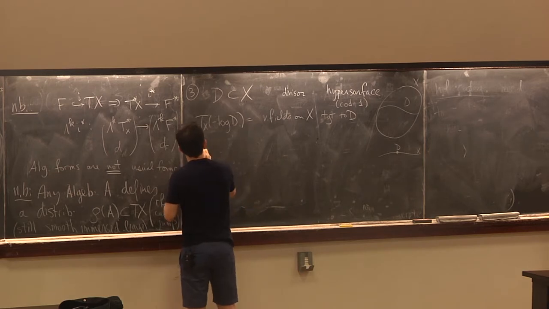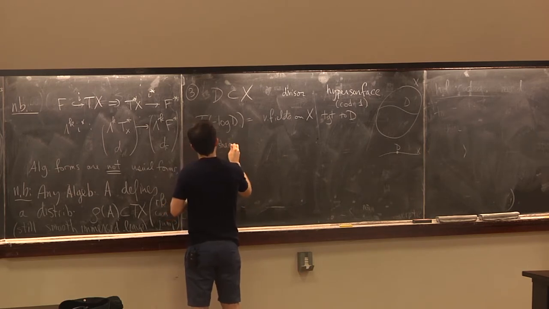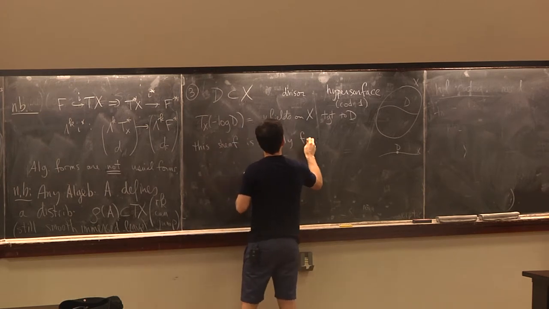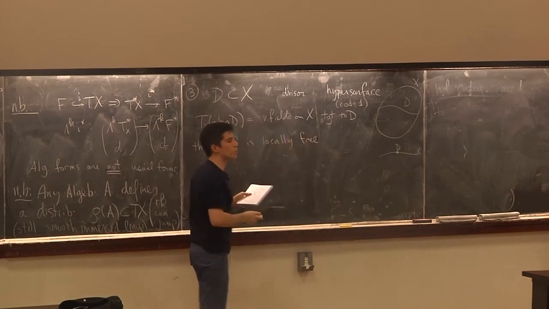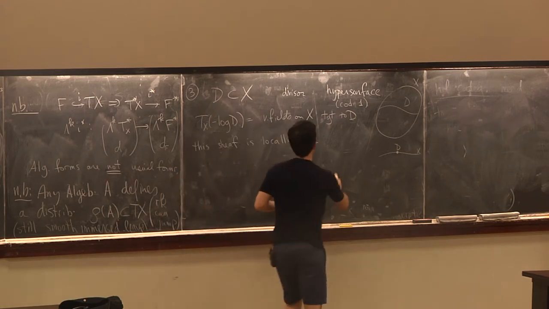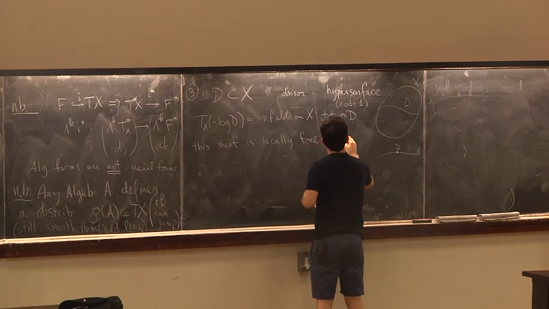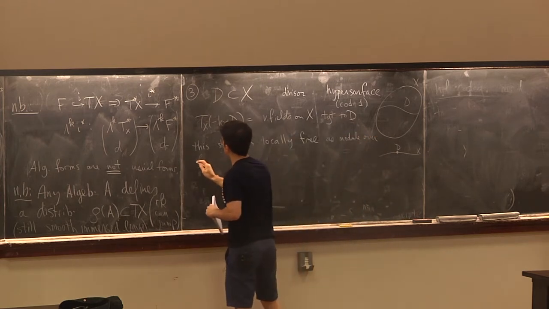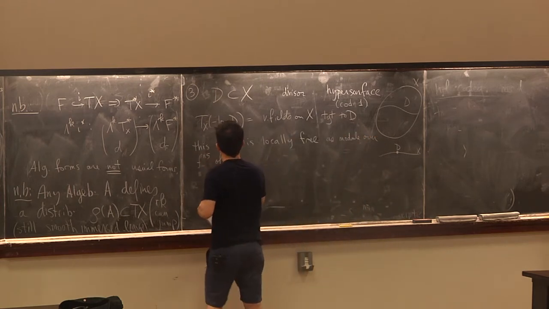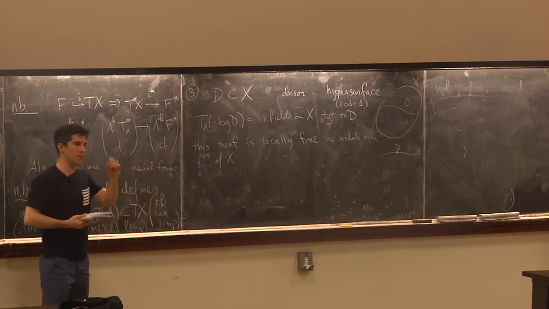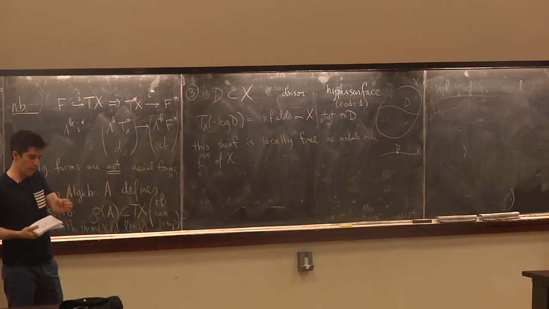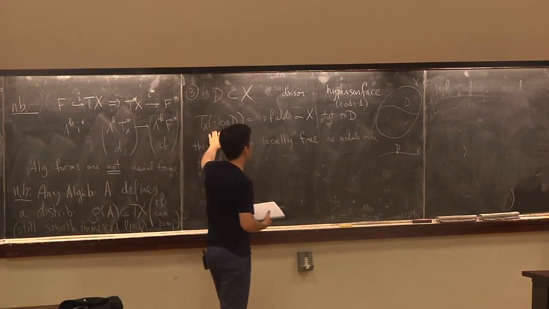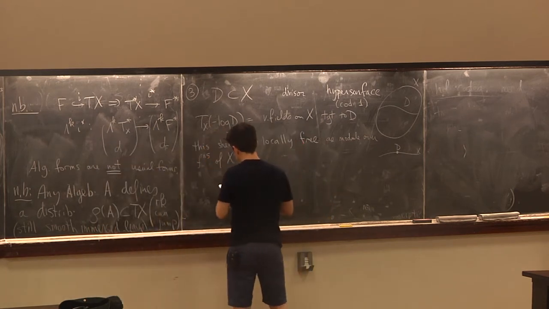But this sheaf is locally free. Okay, what does that mean? Locally free as a module over the functions of X. So that means that I should be able to find, near every point, a basis of generators for this, which is finite.